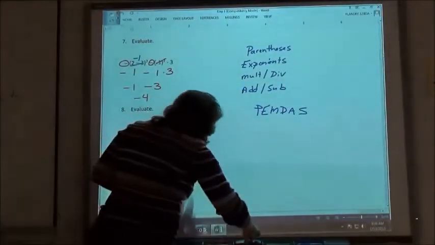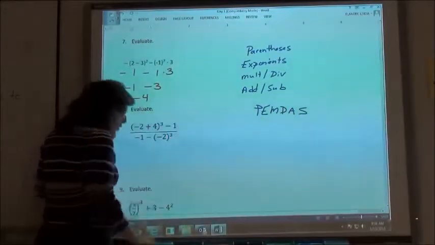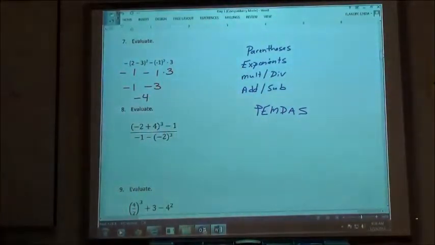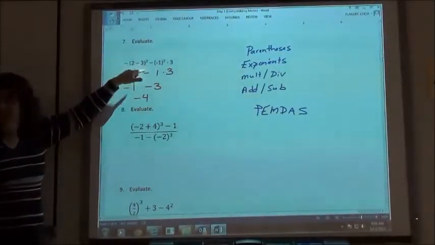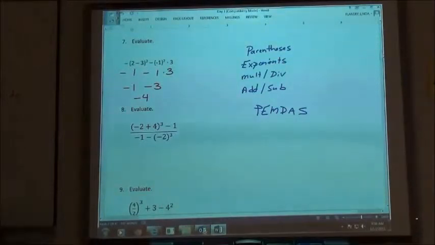Now again, I strongly suggest after you do it on your paper, grab your calculator and punch it in just like it looks, or as close as you can on your calculator. So, the negative sign, parentheses, 2 minus 3, parentheses squared, minus parentheses -1 squared, times 3. Hey, you got -4. That's the same thing we got on the board. So we don't have to work these out. You don't have to, but it's good to know.